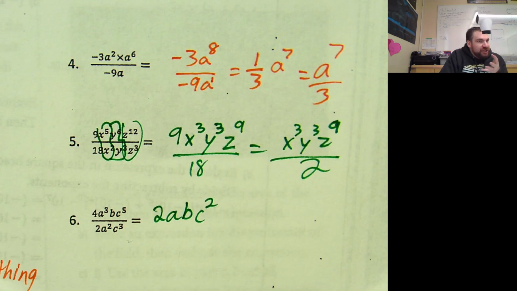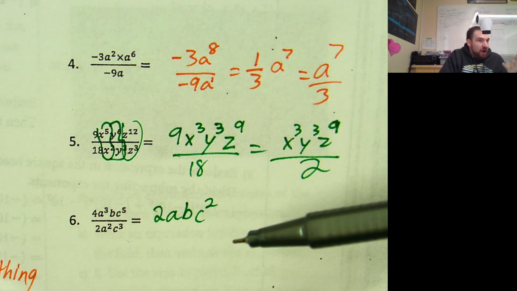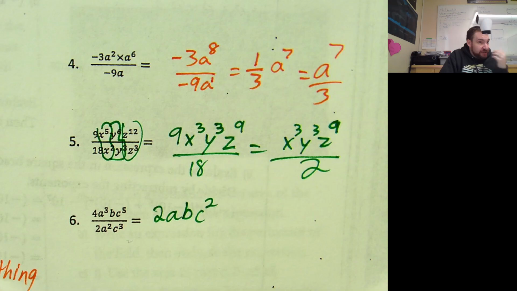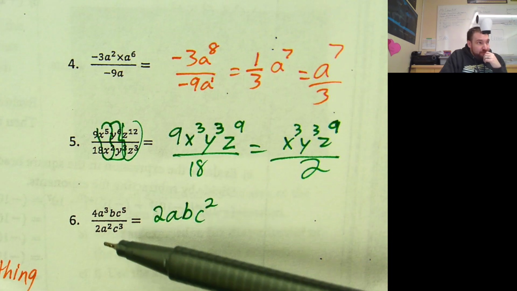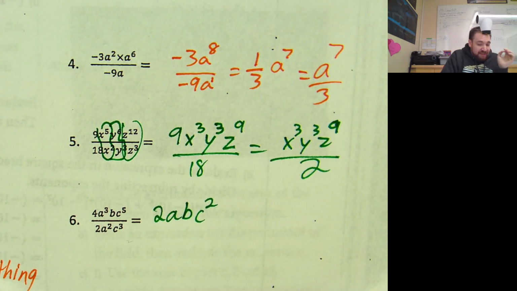Do we all follow what she did? Because there's no work shown. She talked her work through piece by piece. Are there any questions? She reduced the A's, she reduced the C's, and she reduced the coefficients. There's nothing left in the denominator. Okay.